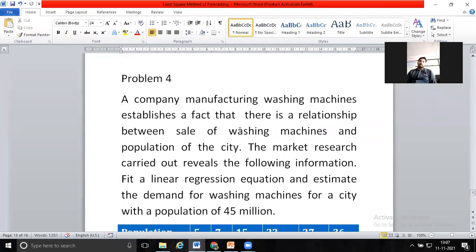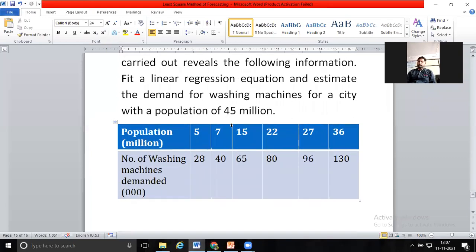And to understand this concept, we have started a discussion on one problem. A company manufacturing washing machines establishes the fact that there is a relationship between sale of washing machines and population of the city. The market research carried out reveals the following information: fit a linear regression equation and estimate the demand for washing machines for a city with a population of 45 million. Okay, so I hope you have written the question and the data provided in this problem.